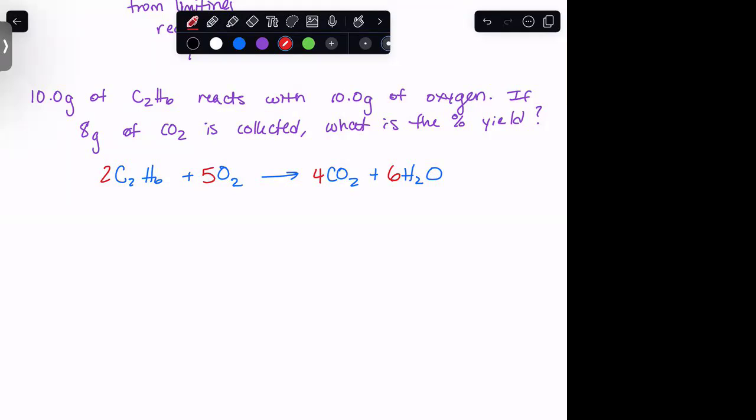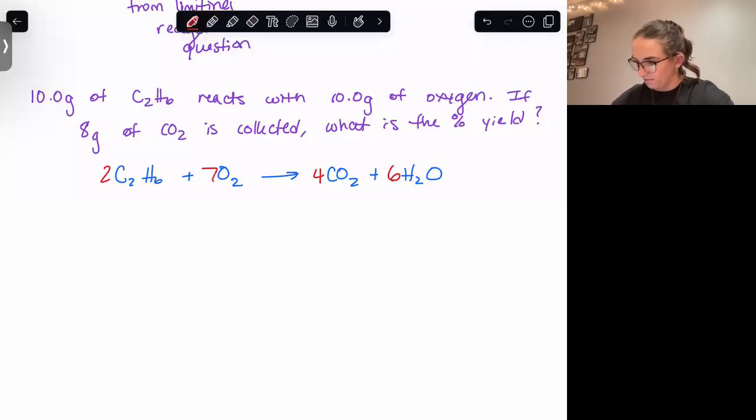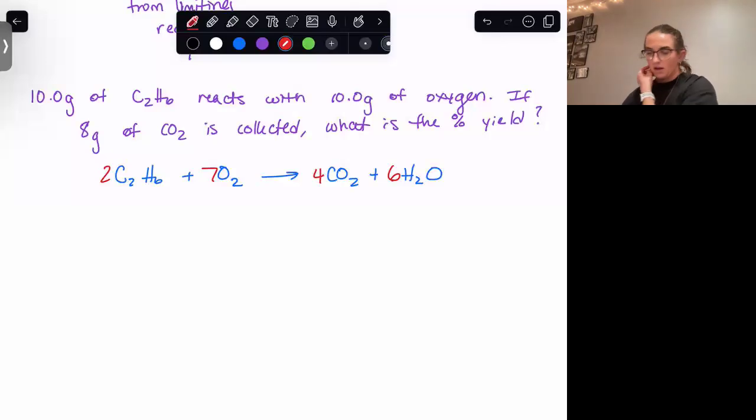Convert grams of C2H6 into moles. Yep, perfect. So we're next going to find the limiting reactant. Oh, it might be 7. I don't know. 8, 6, yeah, sorry. Thank you. Right, so then we need to convert our grams of our reactants into moles. We're going to find the limiting reactant.